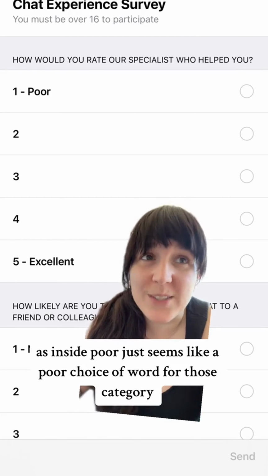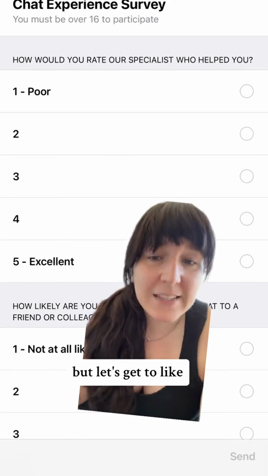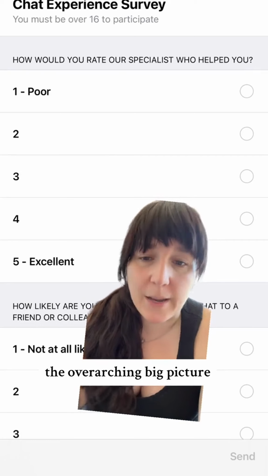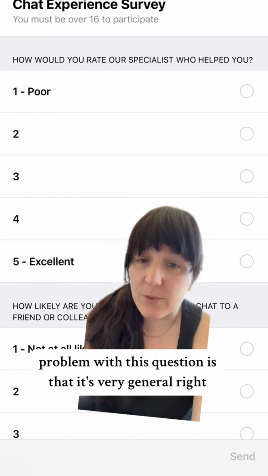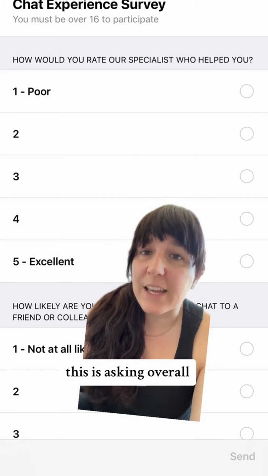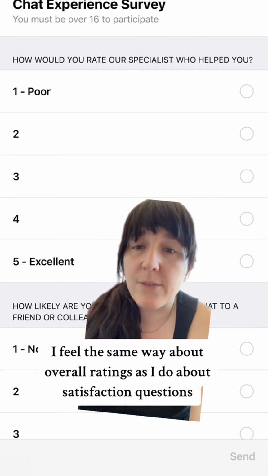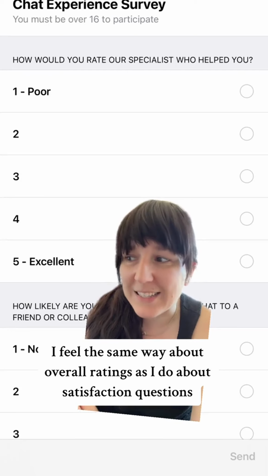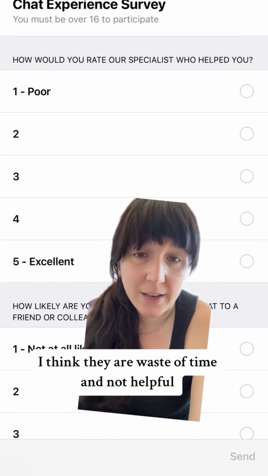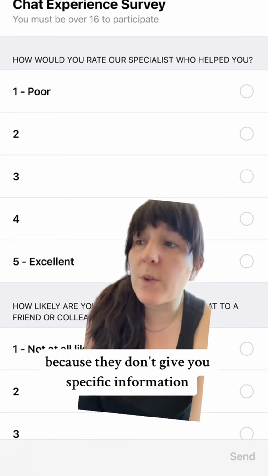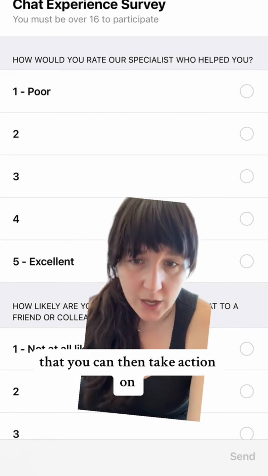As an aside, poor just seems like a poor choice of word for the lowest category, pun intended. But let's get to the overarching big picture problem with this question: it's very general, right? This is asking overall, how would you rate our specialist? I feel the same way about overall ratings as I do about satisfaction questions. I think they are a waste of time and not helpful because they don't give you specific information that you can then take action on.